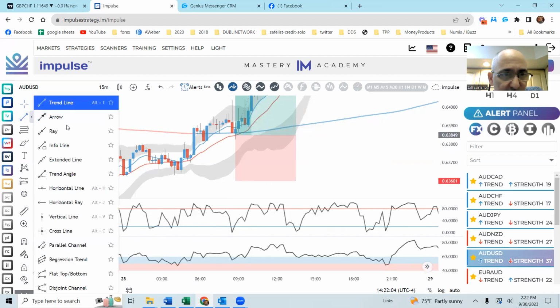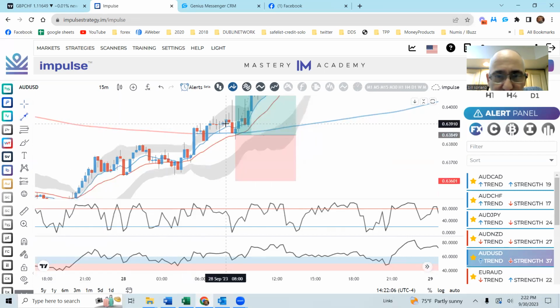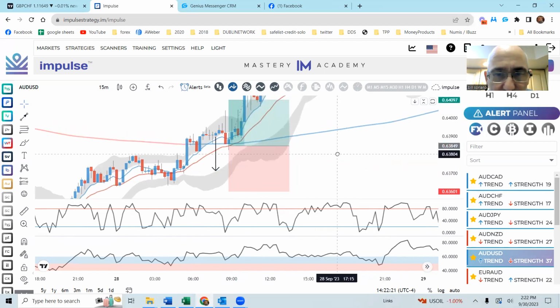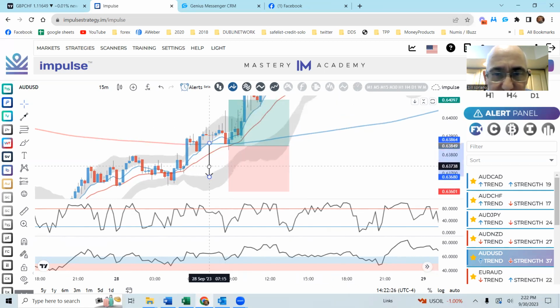So let me just show you this real fast here. If we were to measure this white area here, which is basically from there to there, okay, so that's the size of that volatility area. Okay, and then if we were to use the body of this candle right here, okay, to calculate our stop loss, right? So this is the candle.